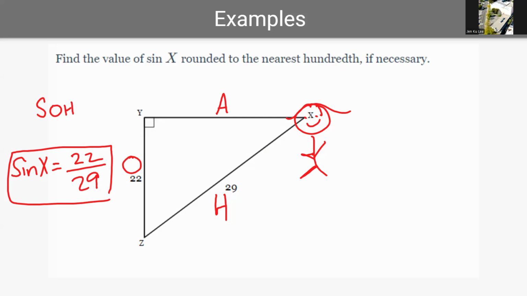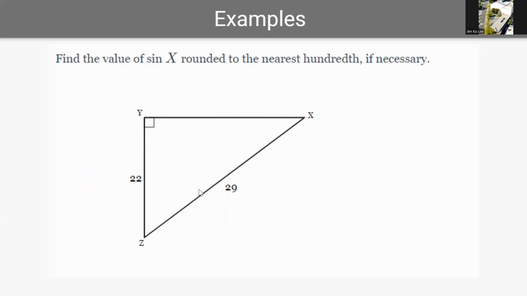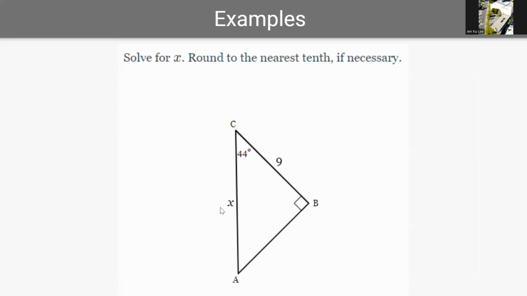Questions so far? No? Fairly simple. But now what if I have to figure out something, like there's a variable here that I've got to figure out? We have to solve for x. Round to the nearest tenth if necessary. This is when you need a calculator. Okay?